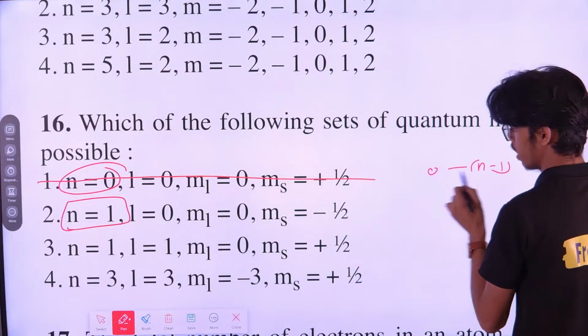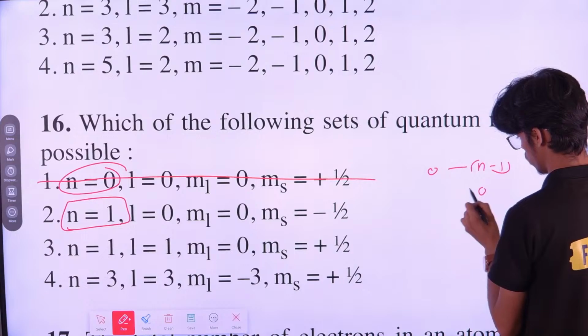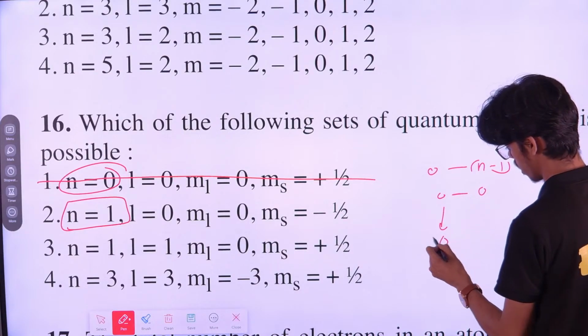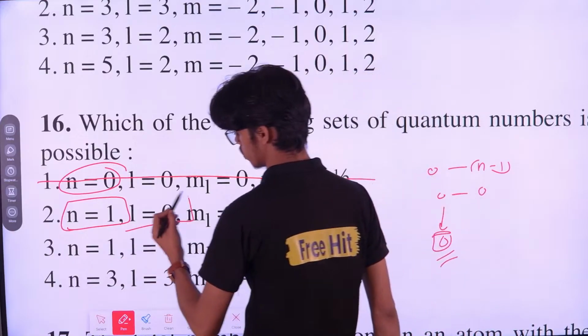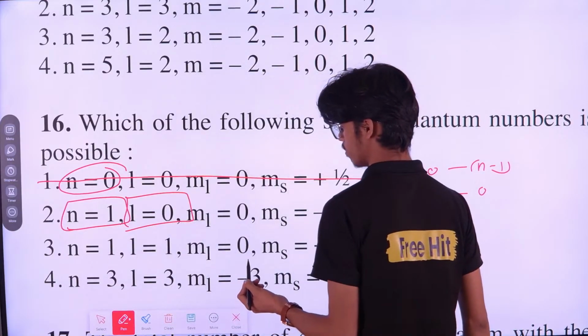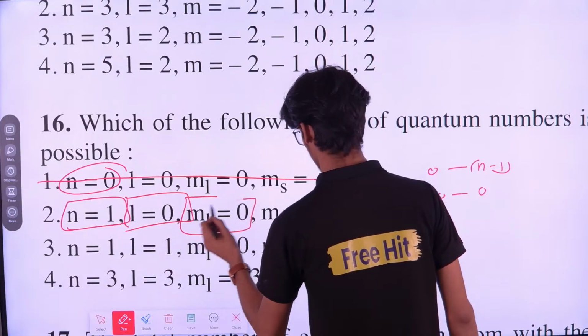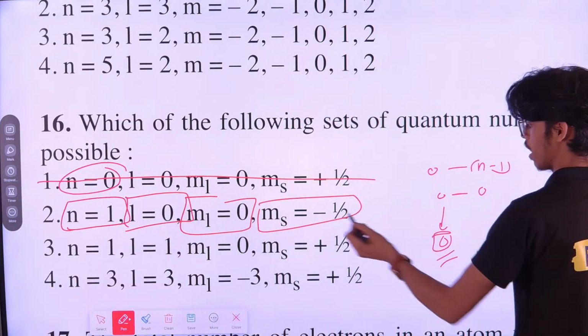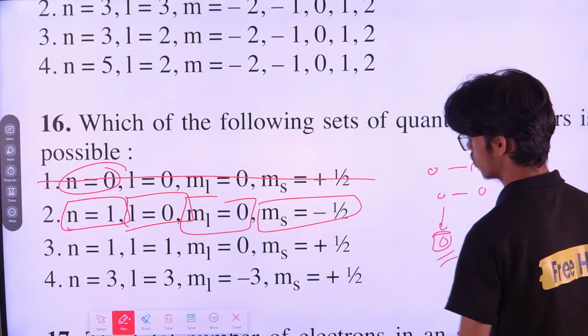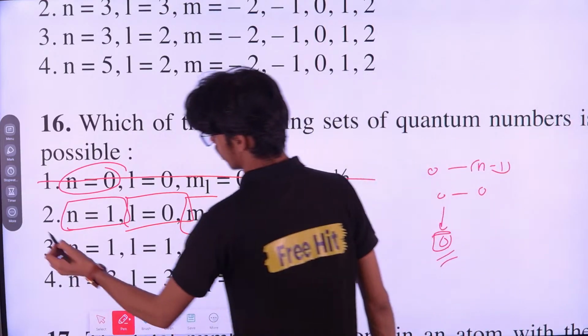So n is 1, and 1 minus 1 is 0. So 0 to 0, it means just 0 is there. So L can only be 0. Yes sir, L is 0. This one is correct. Now what can be the value of m? ml is equal to 0 and ms is equal to half. Yes, ml can be 0 and ms can be half or minus half. So this is the right option. These are the good values.